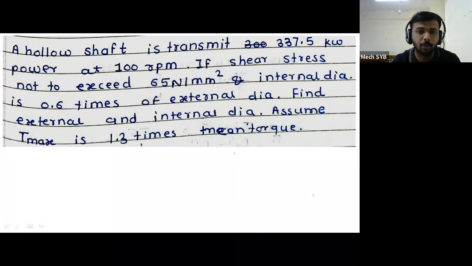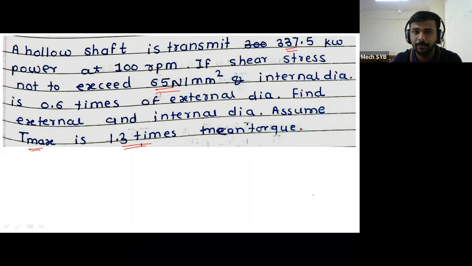So this is the problem in front of you, which is given for the homework. By reading this statement, you understand that 65 Newton per mm square shear stress is given, and if you read the statement carefully up to the end, there is no theta value, that is, angle of twist equal to 2 degree, 1.5 degree, 3 degree, like that. That means it is not required to use the second formula T upon J is equal to G theta by L. Only a single formula we have to use. In addition, in the last statement they have given T max is equal to 1.3 times T min. That means the relation between maximum torque and mean torque is mentioned.